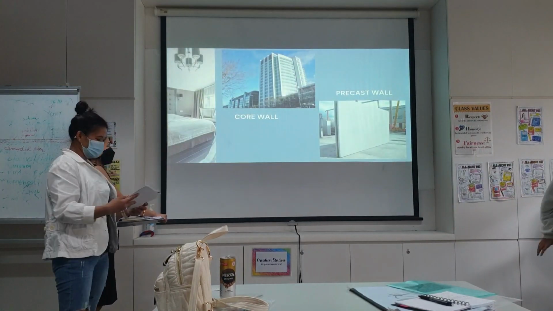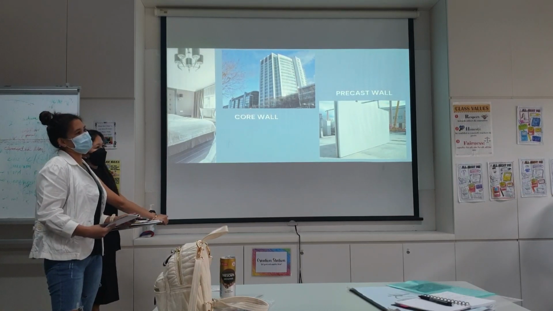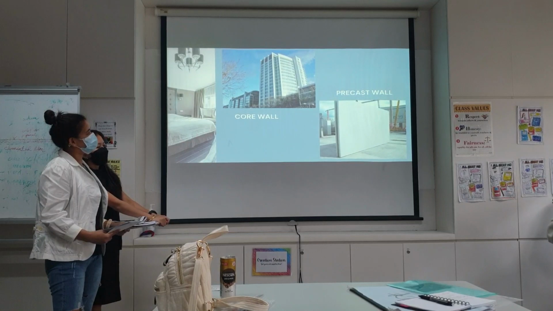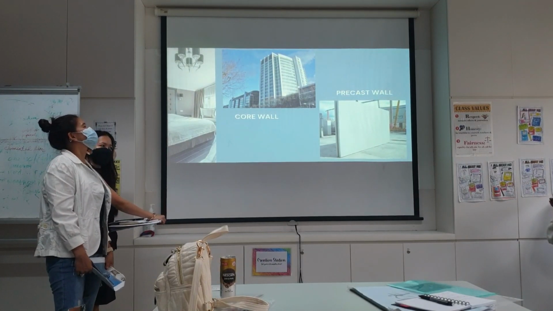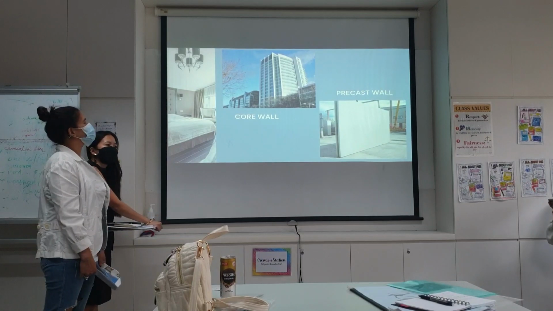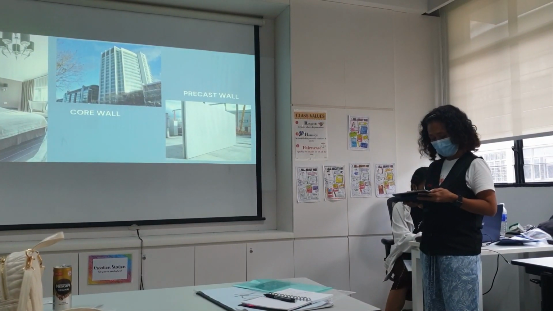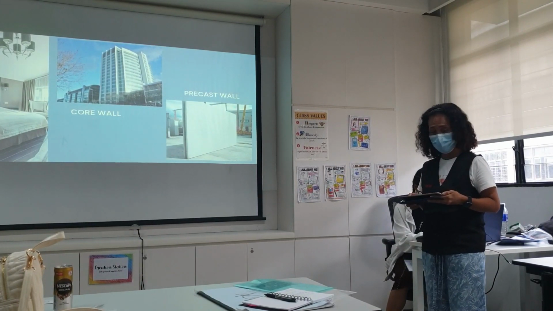Okay, next, please. Core wall. Construction of this wall starts from the foundation of the building and its height is the same as that of the building. This wall functions as a column and shear wall. Similarly, like the shear wall, it serves the purpose of resisting external lateral forces like wind and earthquakes. To resist the torsion effect, it is constructed exactly in the center of the building.